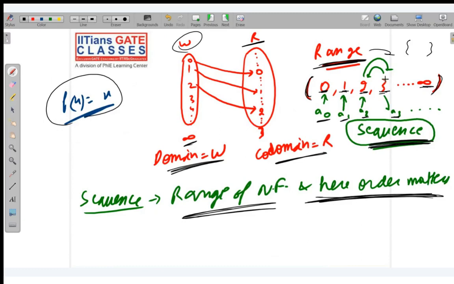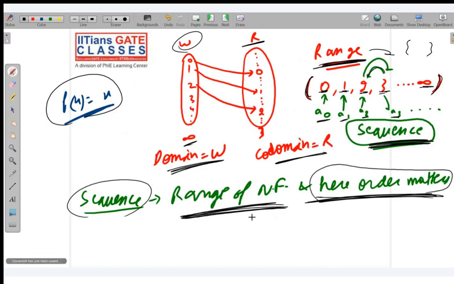Here obviously order matters, because if you change 2 and 3, then a_2 will become 3 and a_3 will become 2. That is obviously wrong. So a sequence is simply the range of the numeric function, and here order matters. We have introduced a new term, sequence. Take a snapshot. I will jump to the next slide.